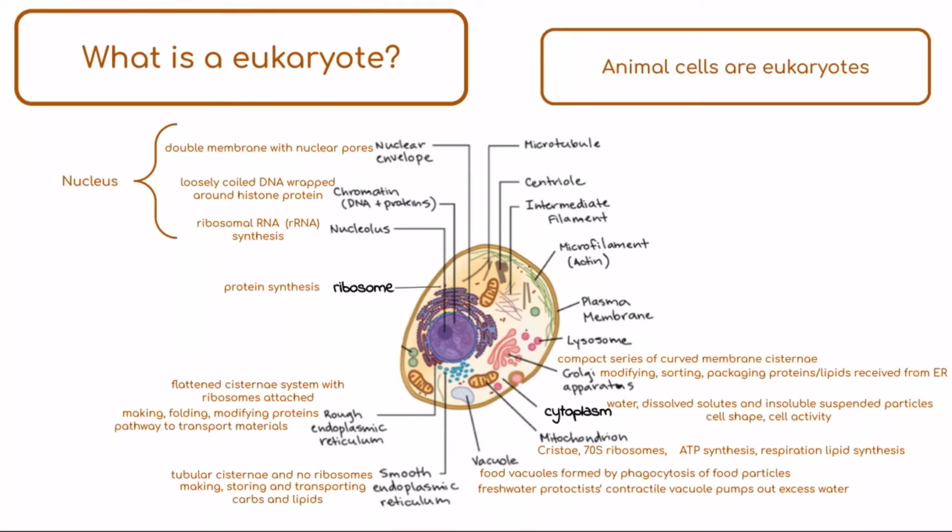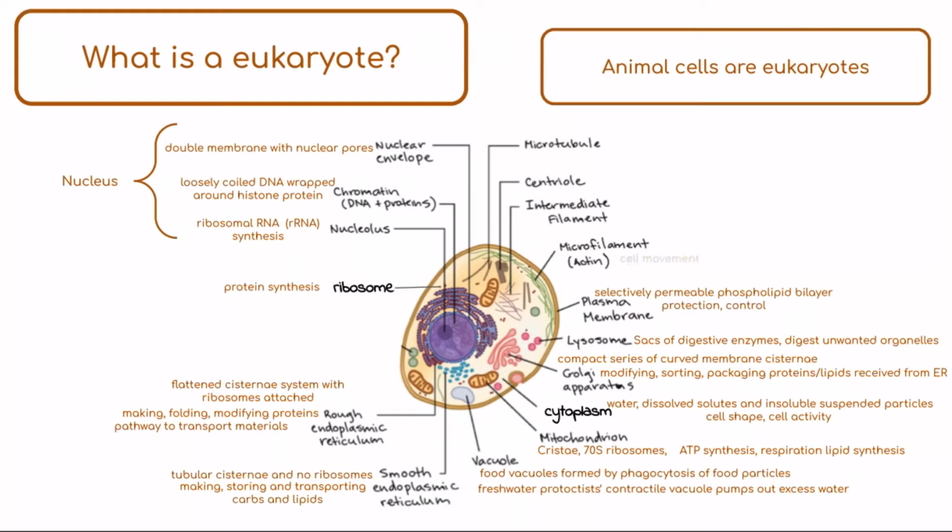You will also find that there are lysosomes. These are sacs of digestive enzymes that digest unwanted organelles. This is all protected by the plasma or cell membrane, and this is a selectively permeable phospholipid bilayer and provides protection for the cell and controls what enters and leaves the cell.